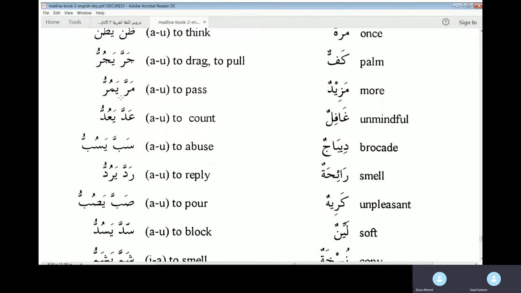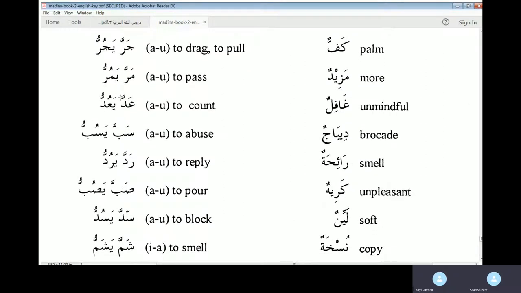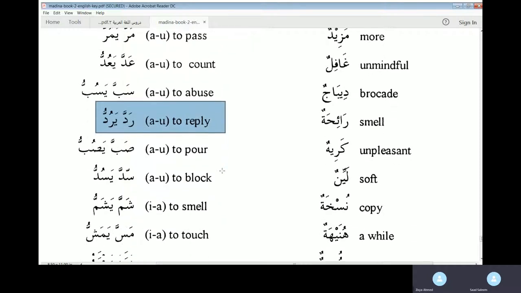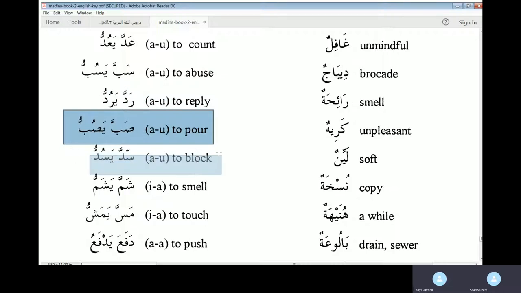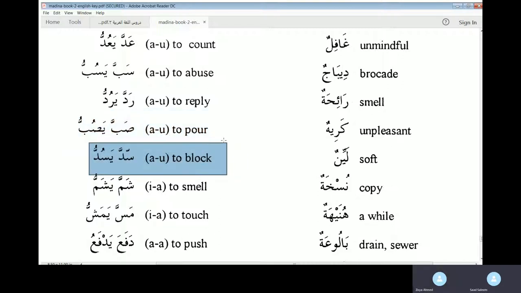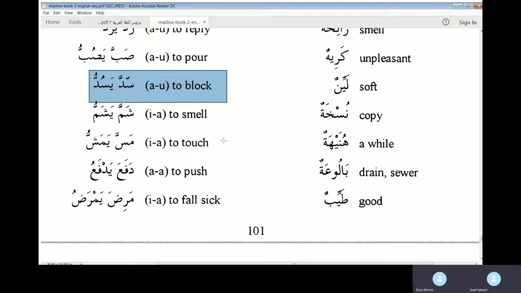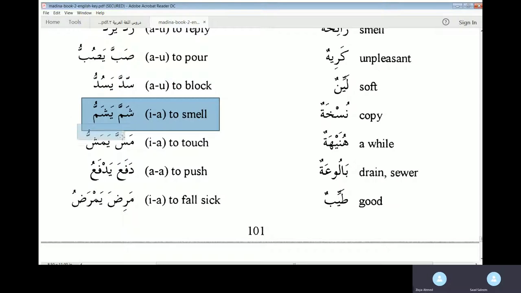Sabba yasubbu, to abuse. Radda yaruddu, to reply. Sabba yasubbu, to pour. Sadda yasuddu, to block. Shamma yashammu, to smell.